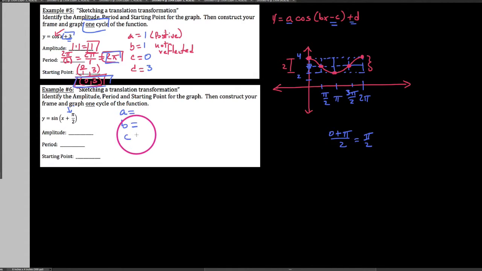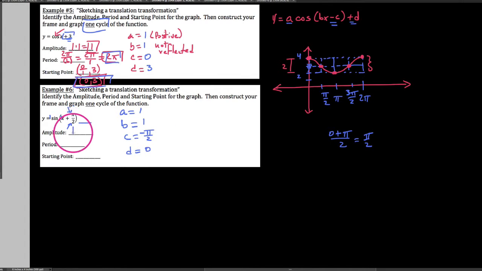Let's identify a, b, c, and d for this sine curve. So it looks like our a value is 1. Our b value, the coefficient of x, is 1. Our c value here, now remember, c is backwards, so we're actually going to write negative pi halves. And then our d value out here must be plus 0 because we don't have a term.